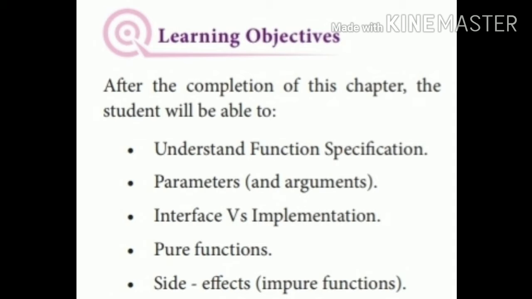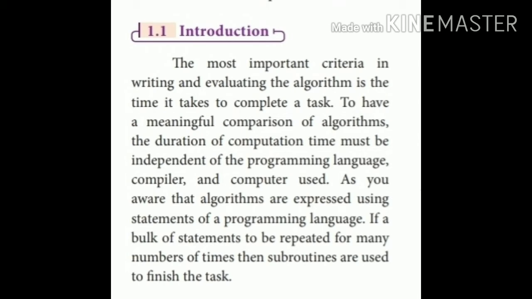The main objective of this chapter is to understand the function specification, what are the different types of parameters and its definition, what is the difference between interface and implementation, and what are the two types of functions, that is pure and impure functions. But today we will discuss about function specification and its importance, and what do you mean by parameter and its types?